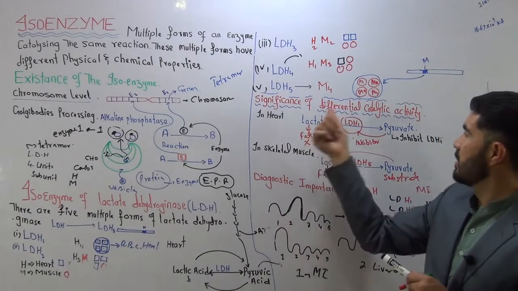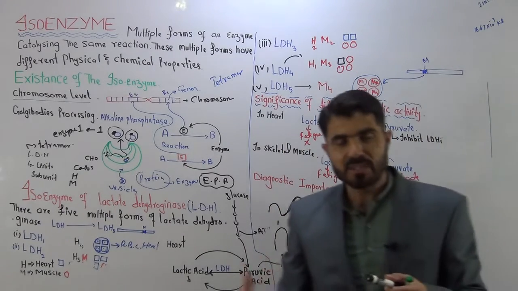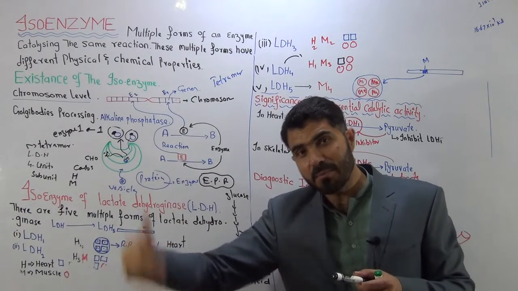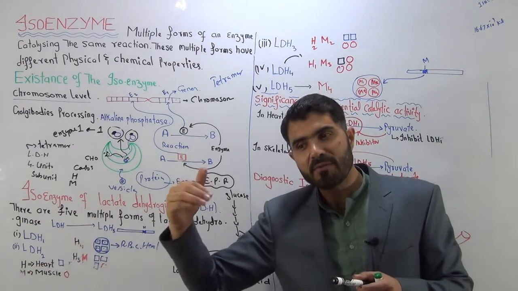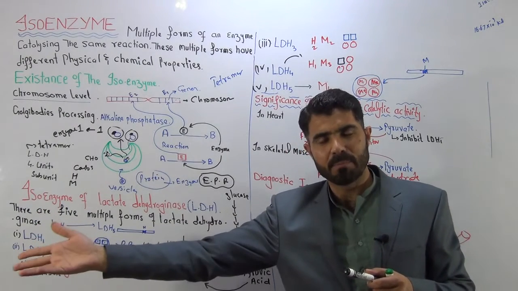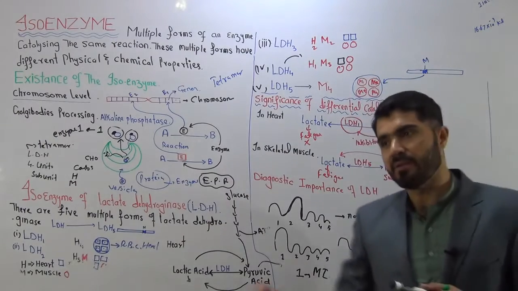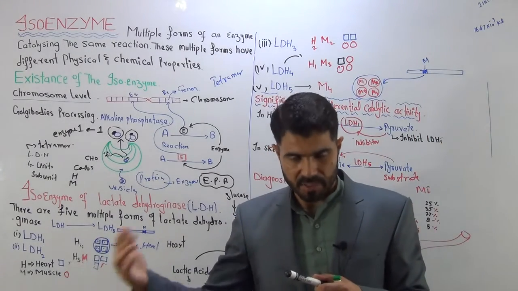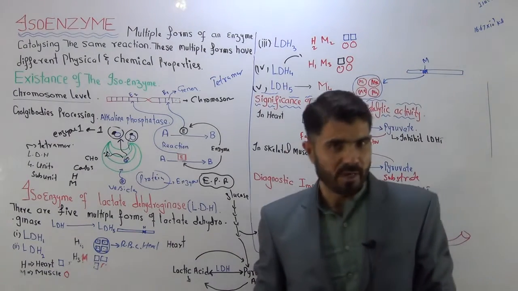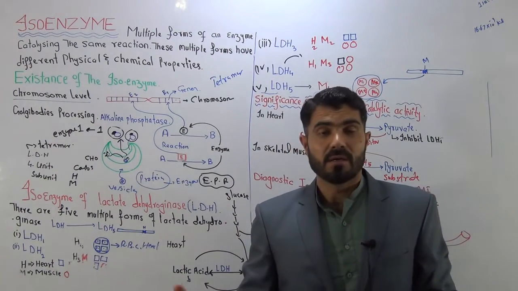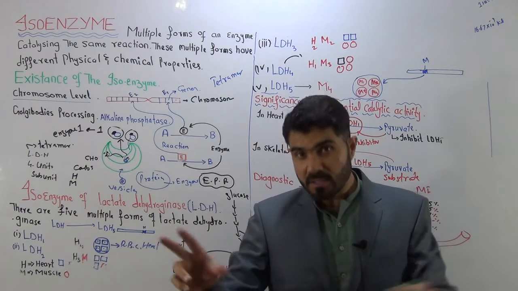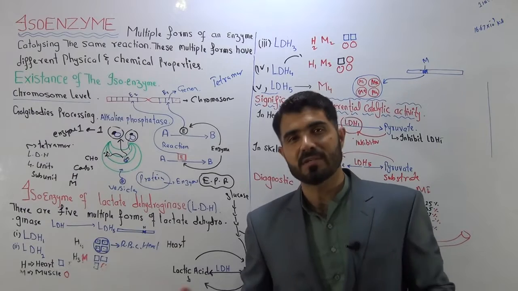And then we discussed the significance of differential catalytic activity, that in the heart pyruvate cannot be converted to lactate because pyruvate is the enemy of LDH1. Pyruvate does not allow LDH1 to form lactate. But in the skeletal muscle, pyruvate can combine with the enzyme, and the enzyme can convert pyruvate into lactate. So this is the significance. And then diagnostic importance: inside our blood serum, different concentrations of the isoenzymes are there. By analyzing the quantity of the enzyme, we can predict whether a disease is present or not.